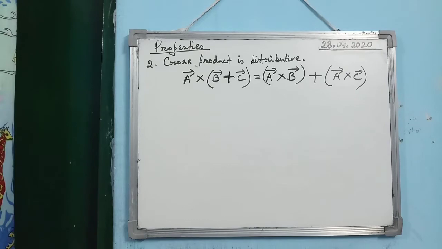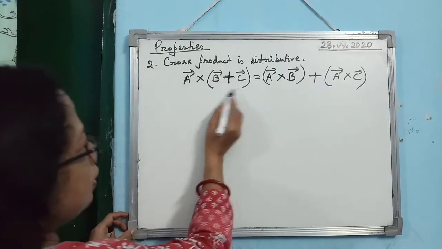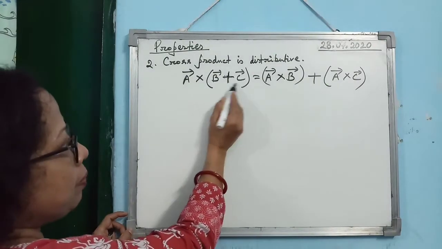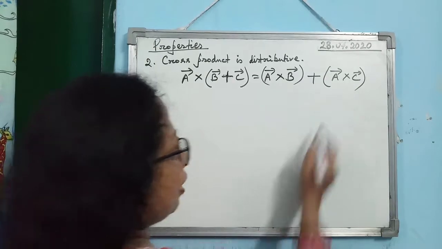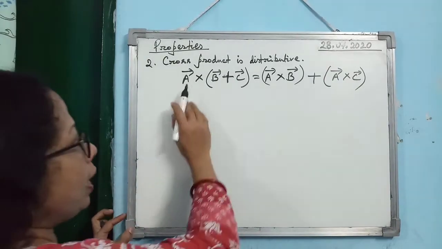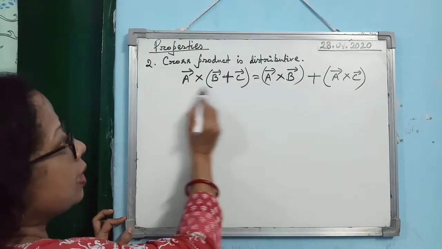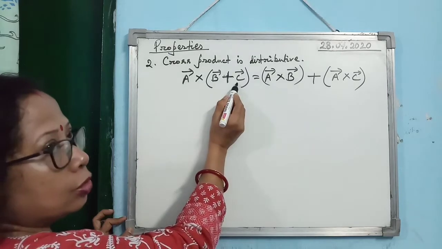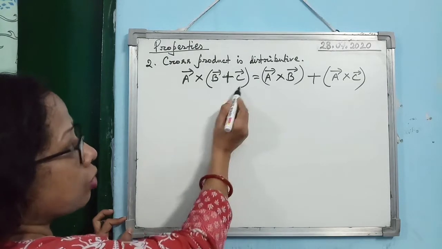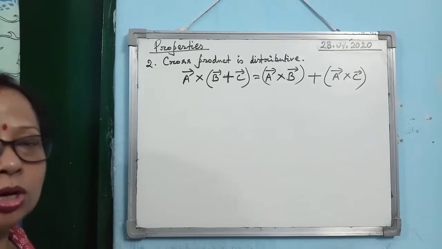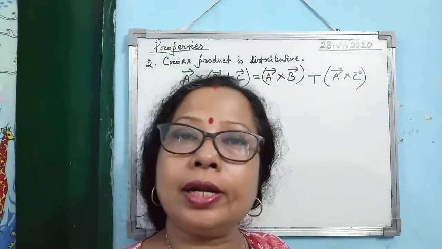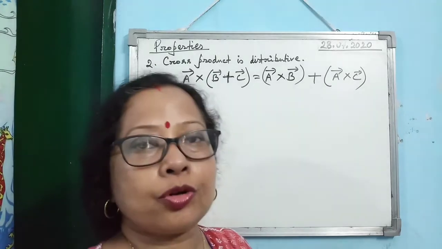Next property, cross product is distributive. It means what? If you take A cross (B plus C), then you can write it as A cross B plus A cross C. But be careful while writing this, do not change the order. It should be A cross C. Don't make the mistake of writing C cross A. No, it should be A cross B plus A cross C. So, cross product is not commutative but cross product is distributive.